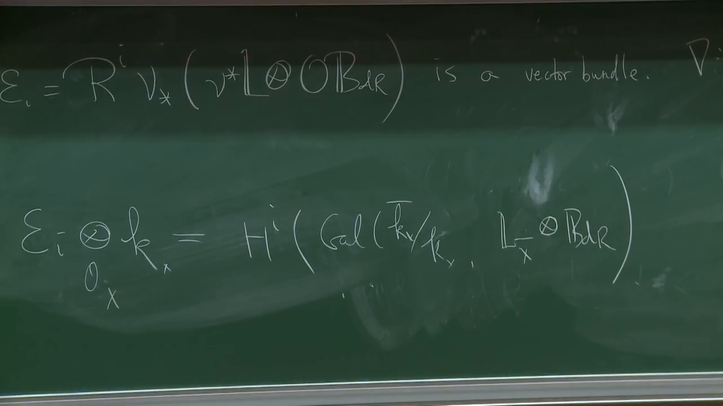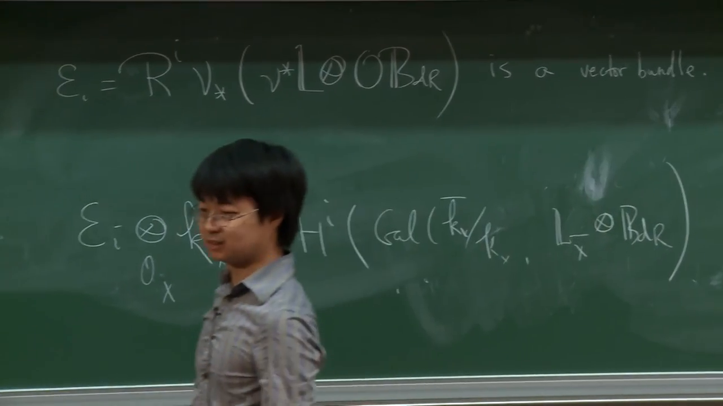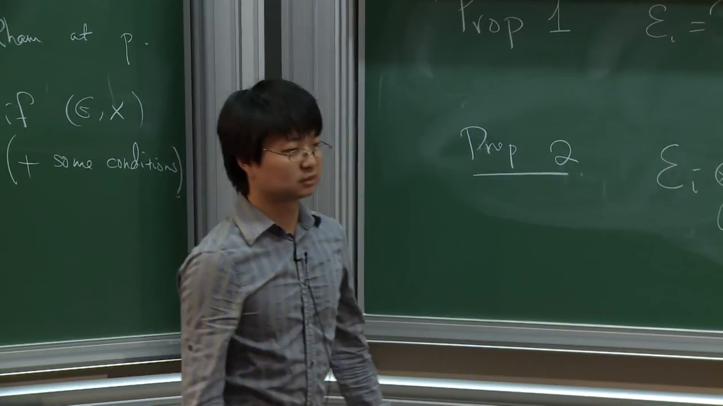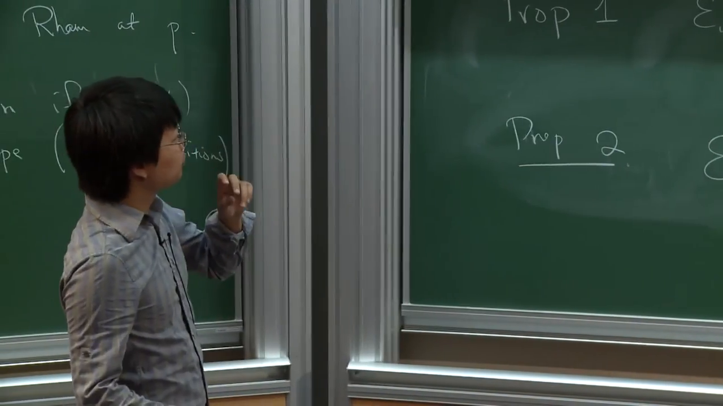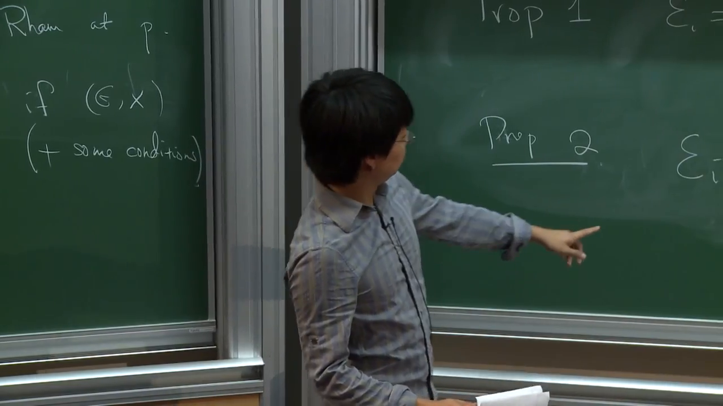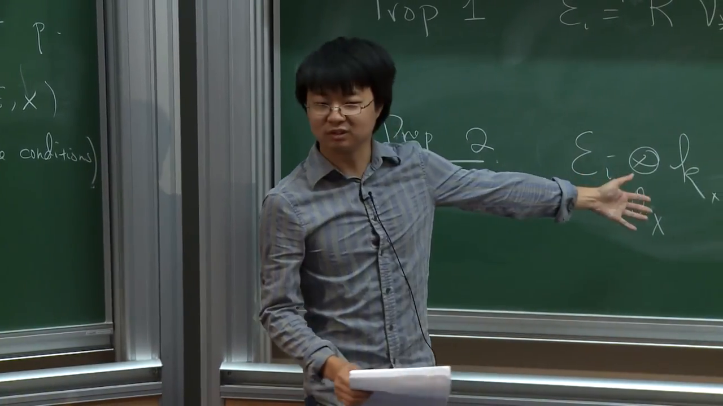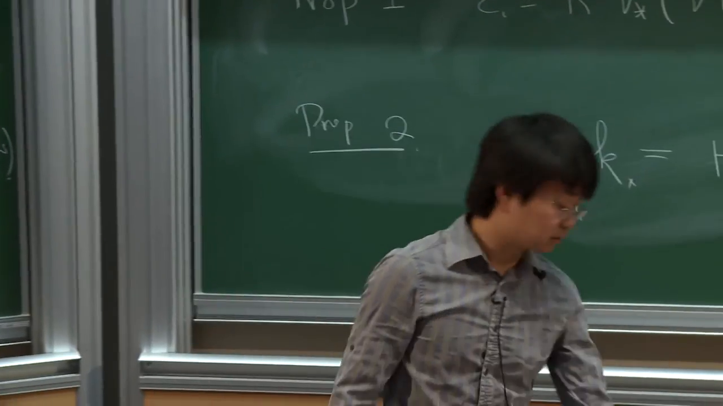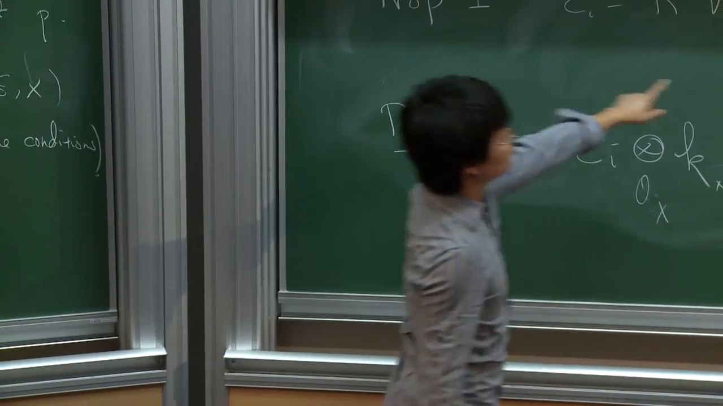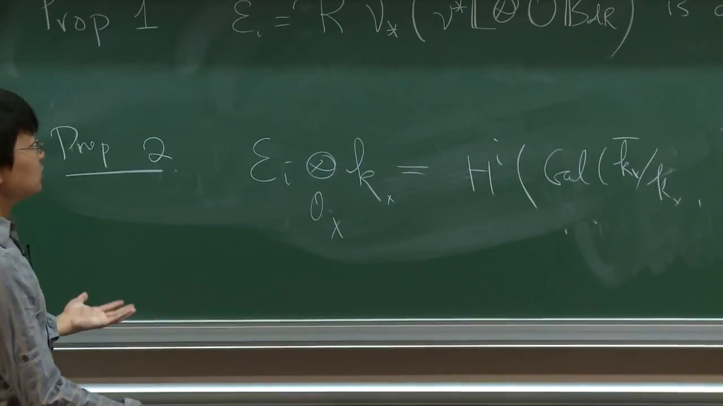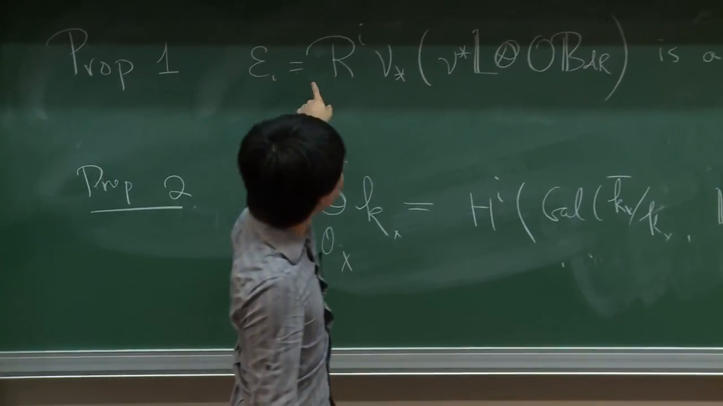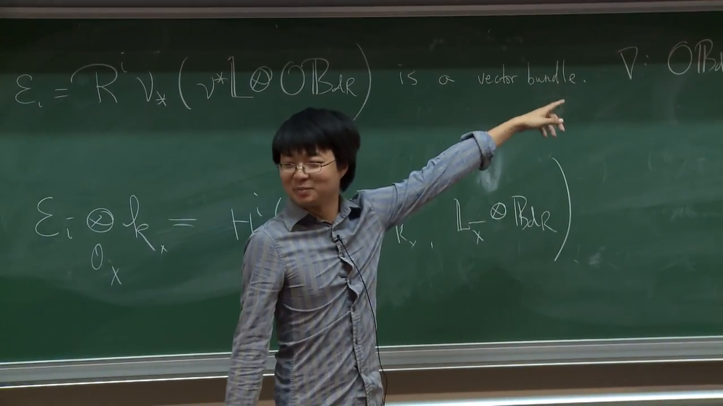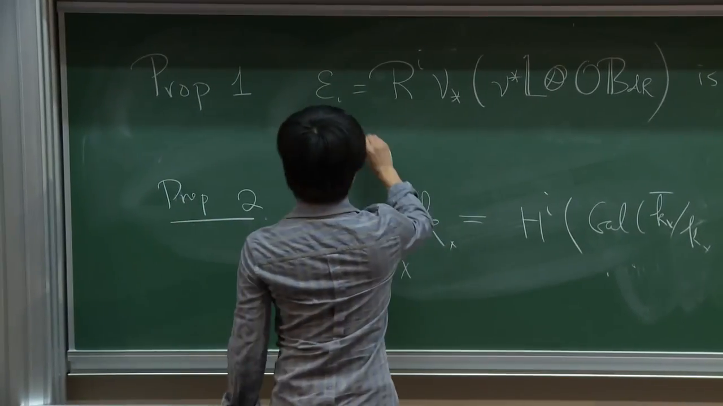To get these two propositions would imply the theorem, because you get a vector bundle of some rank, one stalk has the correct rank, and so the rank is correct everywhere. In fact, to prove proposition two I just need E^0, but to prove it you need to use all the E^i in proposition one. Just considering E^0 is not enough. To prove this is a vector bundle, the crucial observation is that it has a connection coming from the connection on OB_dR. So it's really a vector bundle with a connection.